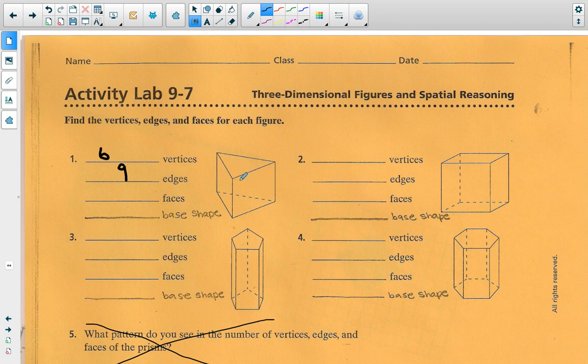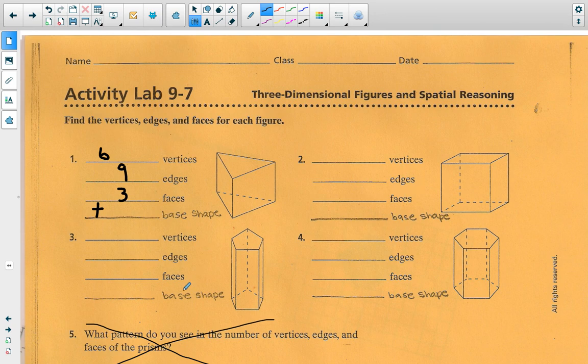Now faces. You can look at faces both ways. The faces are faces also, but we're just for today going to count our non-base faces. So our sides. 1, 2, 3. We have 3 faces that are not a base. And my base, as I said, was a triangle. I'm just going to put a T for now, so save myself some time.